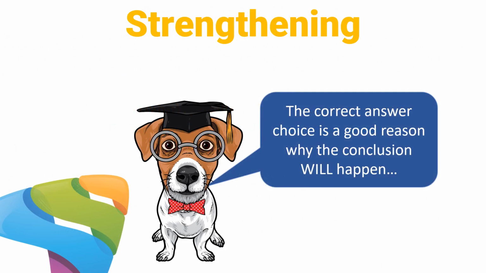So remember, whenever you're being asked to strengthen an argument, you're looking for reasons why the conclusion will actually happen, why the prediction will come true, why the goal will be achieved, or why the plan will succeed. Okay, great job. That's how it works. When you're strengthening an argument, you're looking for some reason why the conclusion is more likely to happen, some reason why the plan is more likely to work.